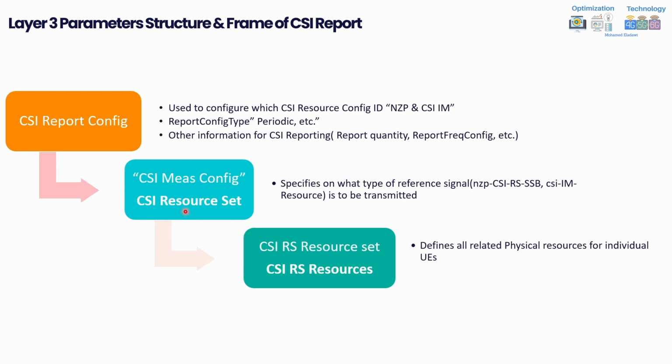The last part within these CSI resources contains a lot of information which we are going to cover in today's video. This defines all the relative physical resources for individual users. What it means is that it informs the users of the symbols, the exact location of the CSI-RS, at which symbols, what the density is, how many ports, and so on. And this is what we are going to cover in detail in the next slide.